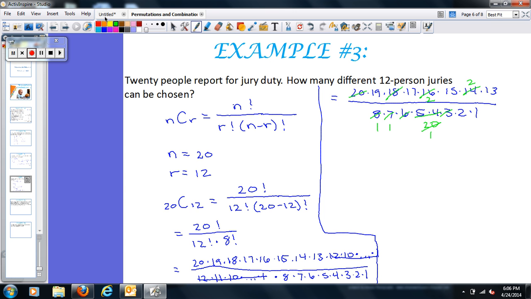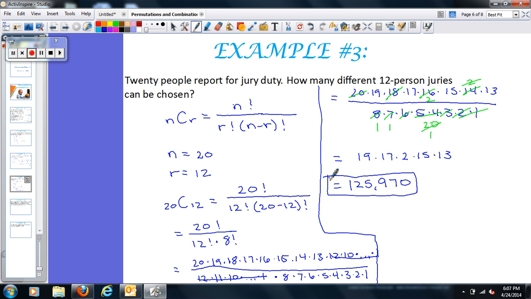Now I have this 2 and this 2 will cancel, and the 1 cancels with everything, so it doesn't matter. Okay? So now what I have left, I only have 1 on the bottom. Now I have 19 times 17 times 2 times 15 times 13 divided by 1. And now I have at least a lot smaller numbers to work with. So 19 times 17 times 2 times 15 times 13 is going to be 125,970.